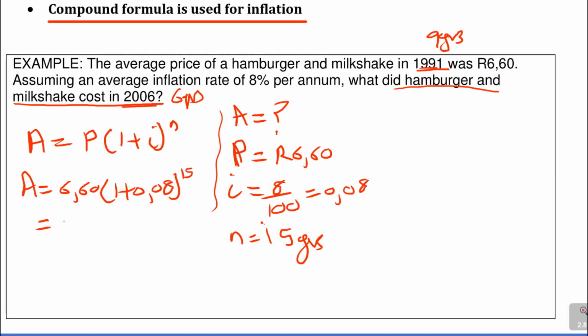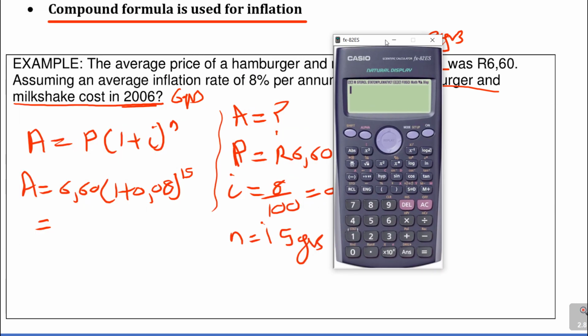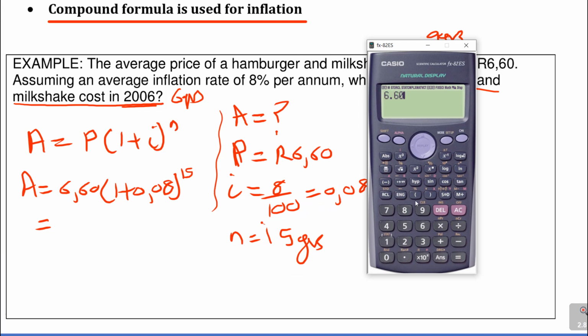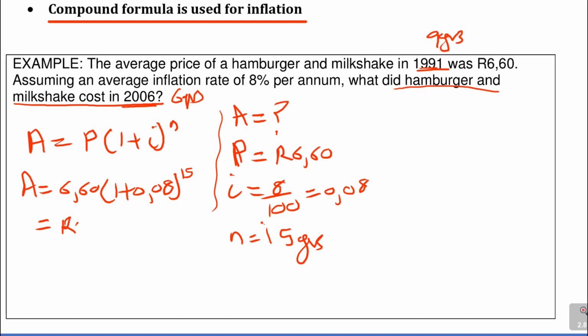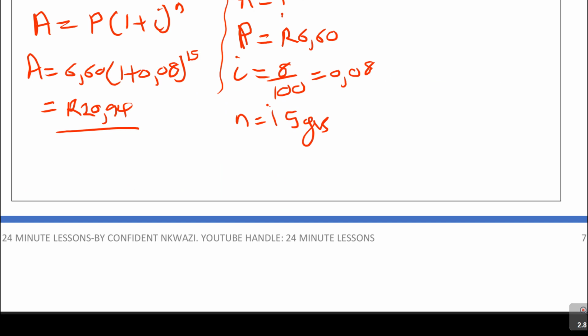We want to find out how much this hamburger is costing. I mean in 2006 in that case, not now, but from 1991 to 2006, how much is the hamburger? So what you do, you're going to say 6.60 times (1 + 0.08) to the power of what? 15. So there is the hamburger. It's now costing 20 rand 94 cent. That's it. That's the cost. Think of it. From 6 rand, now it's 20 rand. Because of what? Of inflation.